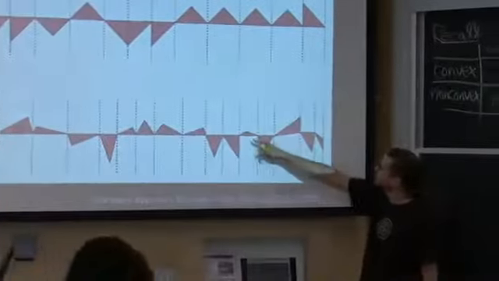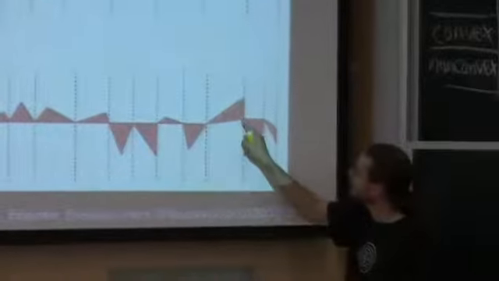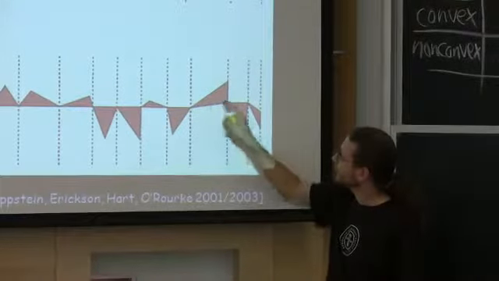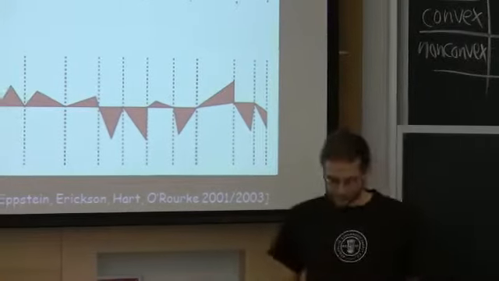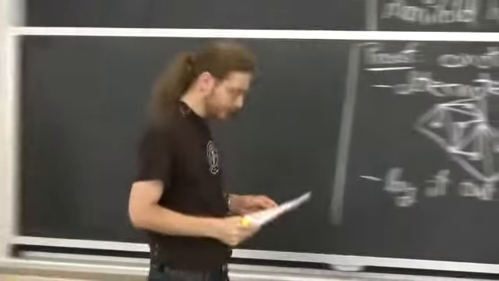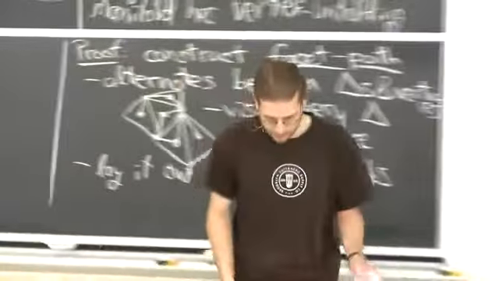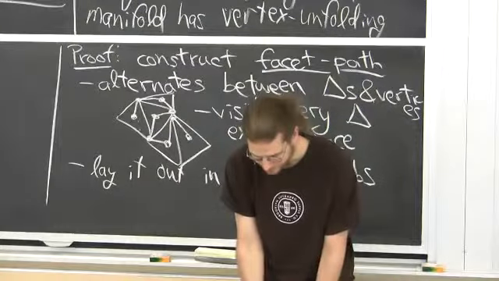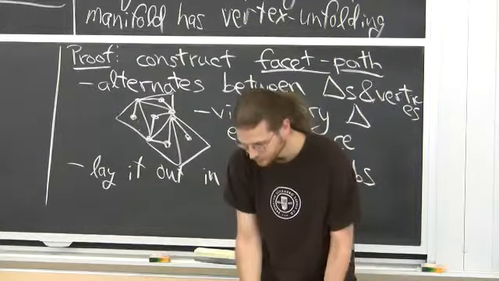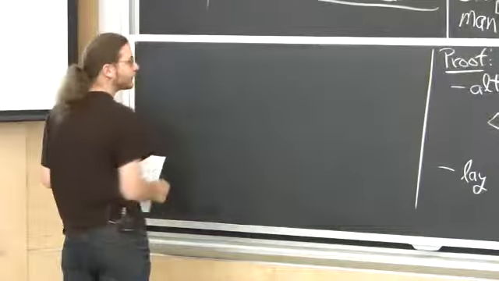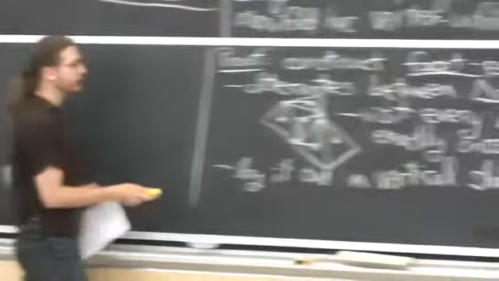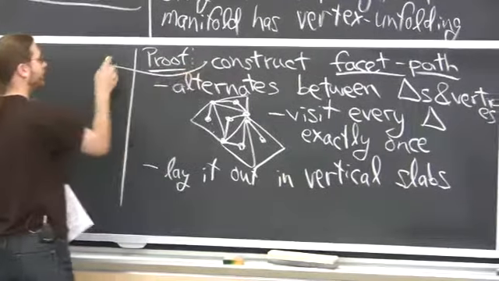It's a little bit non-trivial with obtuse triangles. They don't necessarily just lie along a horizontal line. You have to set things up so that those guys are on the boundary. But you can always rotate it so that that's possible. So the real question is, how do we construct a facet path?